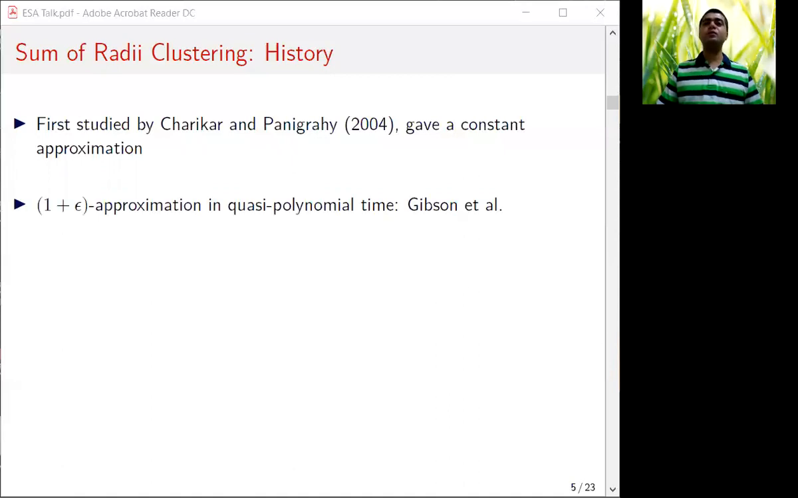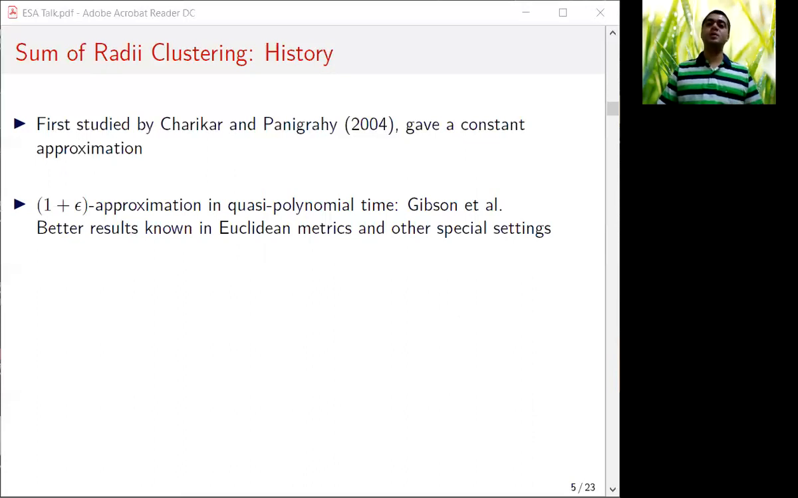Now there were subsequent results, like Gibson et al. gave a QPTAS, which means a 1 plus epsilon approximation in quasi-polynomial time. And this kind of indicates that this problem is not APX-hard, which is very different from K-center and K-median, which are in fact APX-hard. And in some special cases like Euclidean metrics or some other special assumptions, you can get better results.